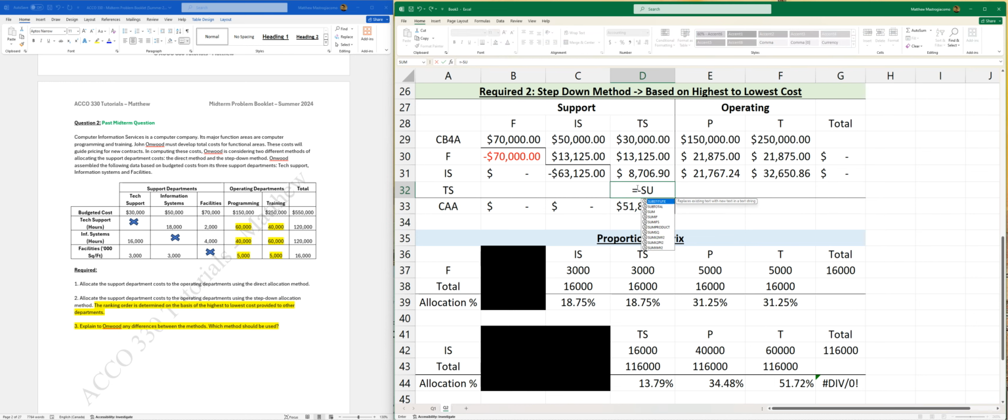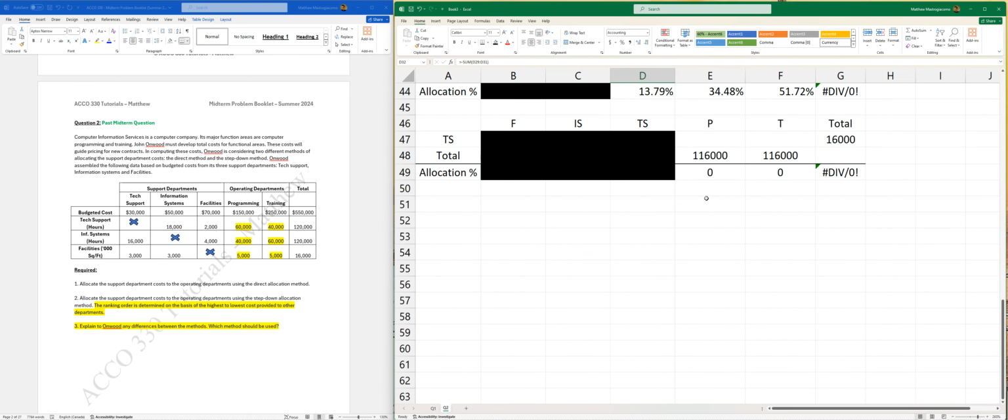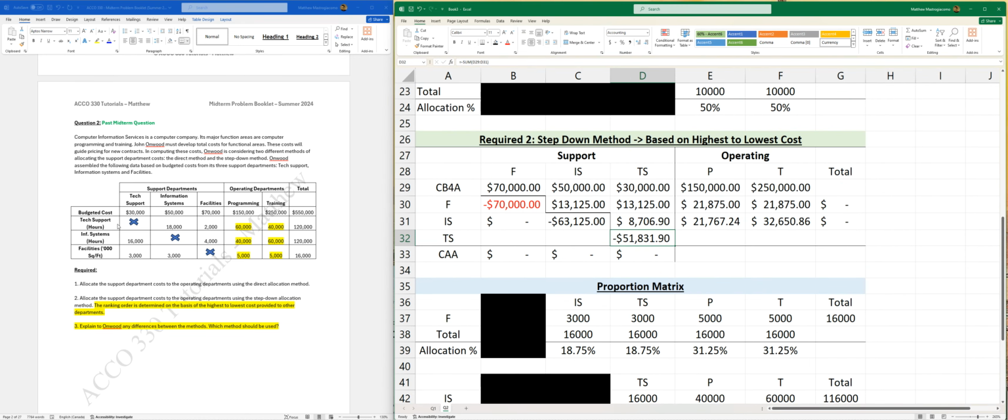So we're going to do equals minus sum and add this all up, because we have 30,000 cost before allocation. But then, guys, tech support gets a certain cost passed over from facilities. We get passed over costs from information systems. So the final cost that tech support is going to allocate to programming and training is 51,831.9. Now tech support, guys, allocates based on hours. This is where we go look at the table. And then we just have to put all our allocations here.